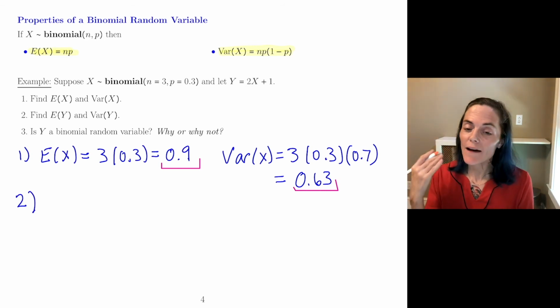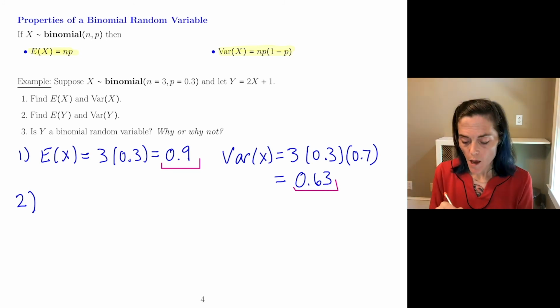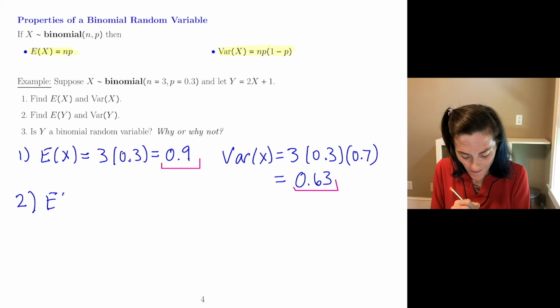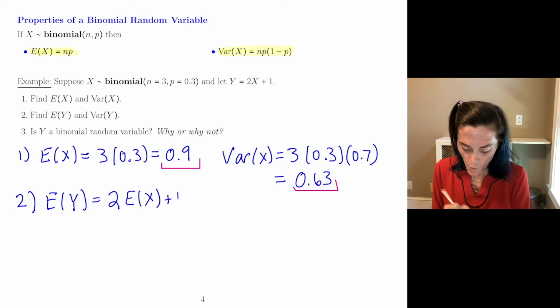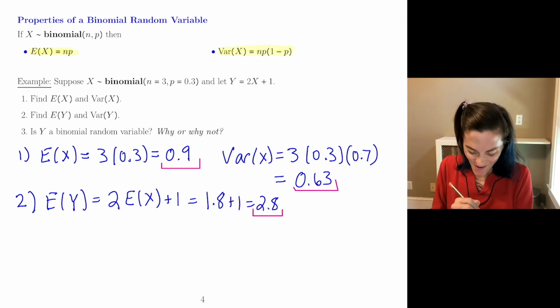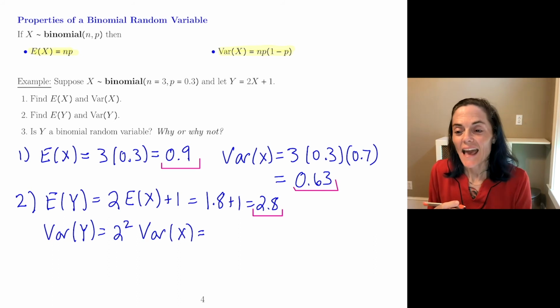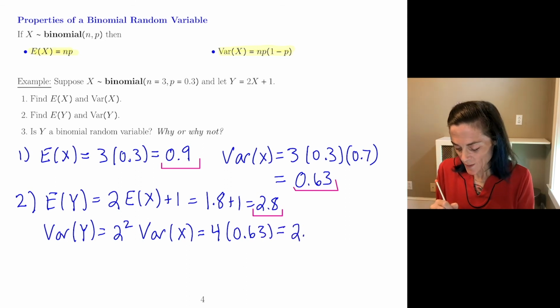Next question. Well, we have formulas from the last module to calculate expected value and variance when we have this linear transformation of a random variable. And so the expected value of Y is 2 times the expected value of X plus 1. And so we get 2 times 0.9 is 1.8, plus 1. This is 2.8. When we go to calculate the variance of Y, this is 2 squared times the variance of X. And in this case, we get 4 times 0.63, which is 2.52.